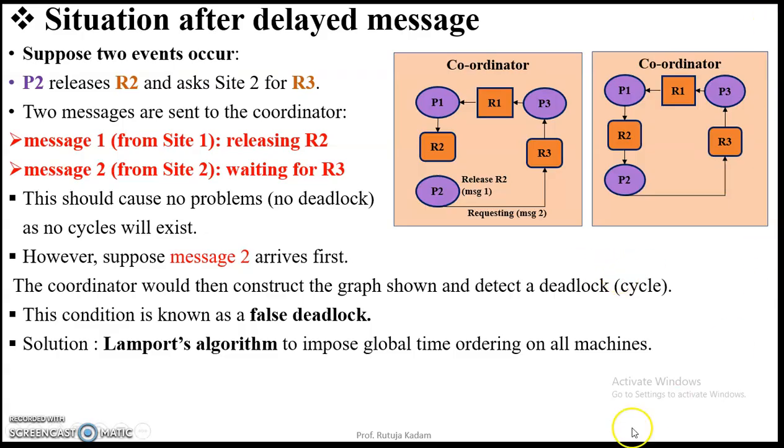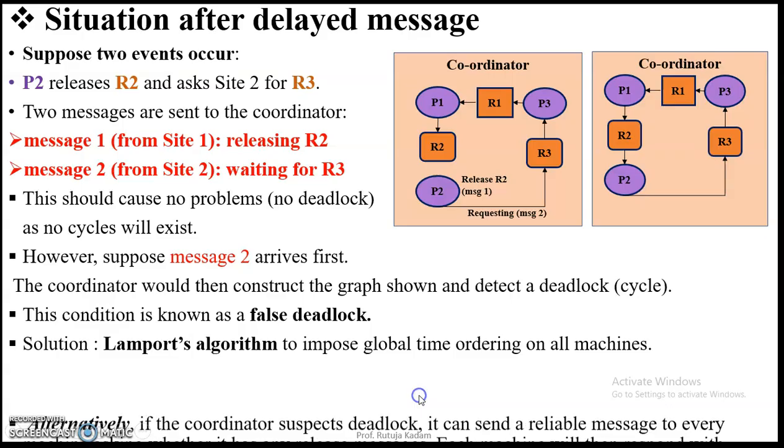So the solution here is to use Lamport's algorithm, which will impose global time ordering on all the machines. Here the coordinator will judge that it has received some improper activity. So it will send a message to the machines saying, I have received a message of such and such timestamp. Do you have messages smaller than that? The machines will reply either positively or negatively, and accordingly the coordinator will kill that particular process from the machine and the deadlock would be resolved.